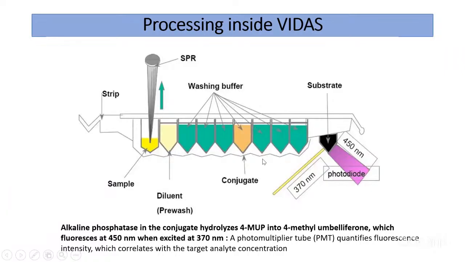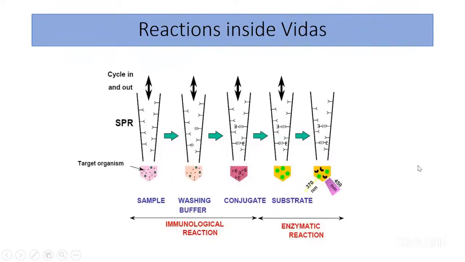So at the end of this reaction, diluent, washing, addition of conjugate, and finally the substrate, when it is added you see the 370 nanometer excitation filter, and at 450 nanometer there is the detection of light from 4-methylumbelliferone, which is detected in the photomultiplier tube. So again I am saying, two different wavelengths, two different energies.